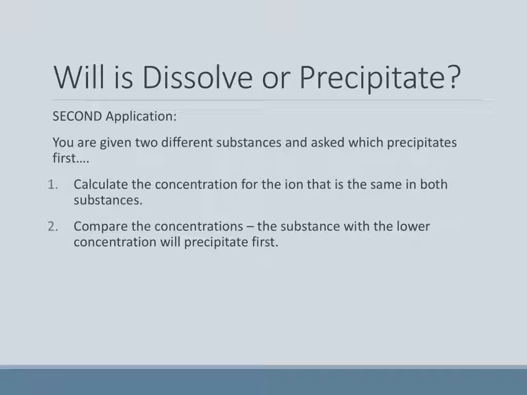You will be given two different substances that are mixed in a beaker, and you will be asked to figure out which one's going to precipitate out first. What you're going to have to do is find the concentration of the ion for both conditions, and then compare the Ksps or the concentration values, and figure out which one is going to have the lower concentration, because the one with the lower concentration is going to be the one that is precipitating first.